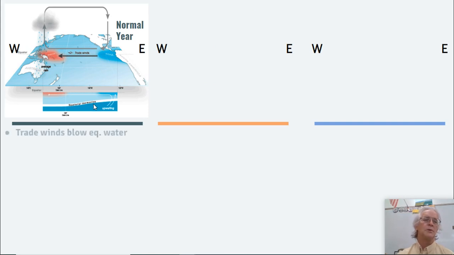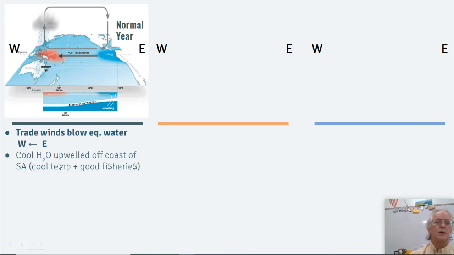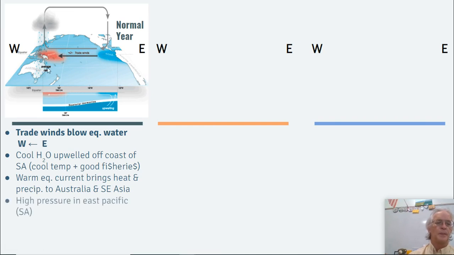Under normal conditions, the trade winds blow equatorial water towards Australia from the east to the west. The cool water upwelling is great for fishing because there are lots and lots of nutrients and therefore lots and lots of zooplankton and phytoplankton. Warm equatorial currents bring heat and precipitation to Australia, the monsoon season. High pressure in the eastern Pacific makes it cooler. Low pressure in the west draws the water in this direction.